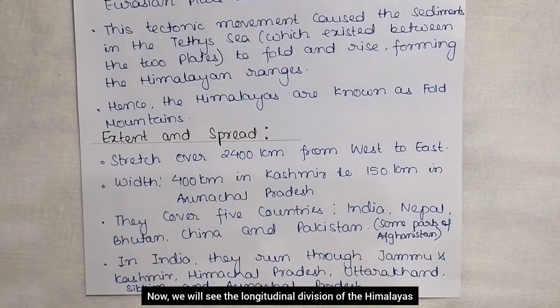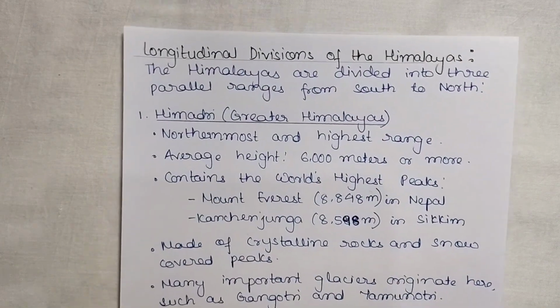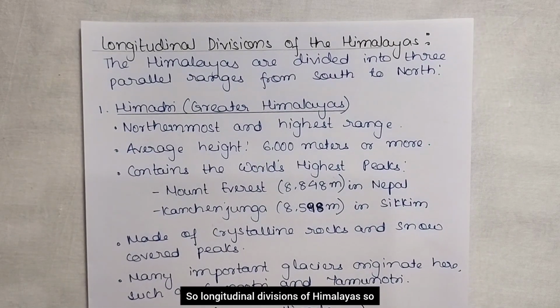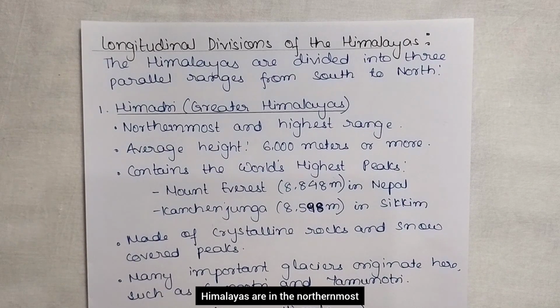Okay. Now we will see the longitudinal division of the Himalayas. So see here. So longitudinal divisions of Himalayas. Here it is divided into 3 parallel ranges from south to north. The first is the Himadri, that is the greater Himalayas. Here we will see northernmost and the highest range. Okay, so these greater Himalayas are in the northernmost and are the highest range.